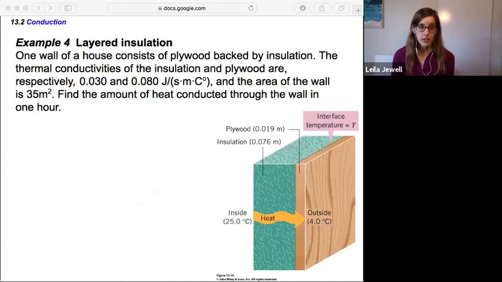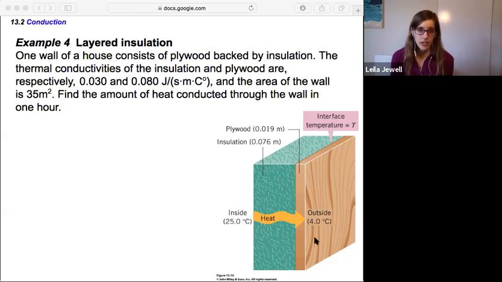So that's a common example here, layered insulation. One wall of a house consists of plywood backed by an insulation. The thermal conductivities of the insulation and plywood are respectively 0.030, 0.080 joules per second per meter per Celsius degrees. And the area of the wall is 35 meters squared. Find the amount of heat conducted through the wall in 1 hour. Right, so we want to know how much heat will go from the inside to the outside. In other words, how much heat are we going to lose just due to this insulation?